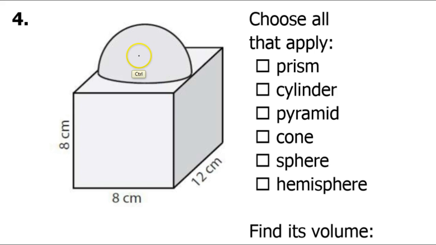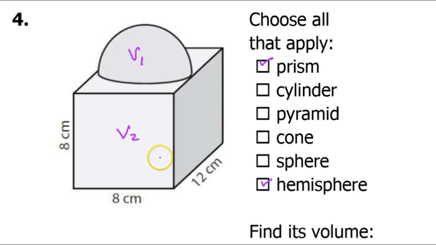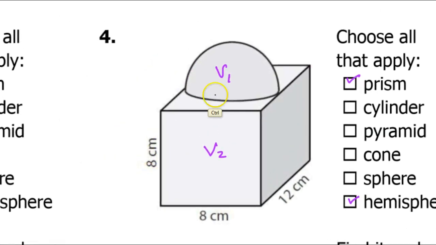For number 4, we have a hemisphere stacked on top of a prism. So we definitely have a hemisphere and a prism. I'm going to call this volume number 1, and I'm going to call this volume number 2. I will find each, and I will add them up. So let's start with volume number 1.